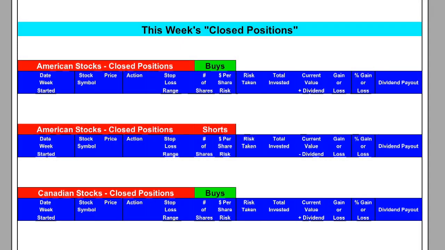Once a stock has been sold or covered, it gets removed from the current portfolio section and added to this section. The following week, the stock will be removed and added to our yearly performance page.